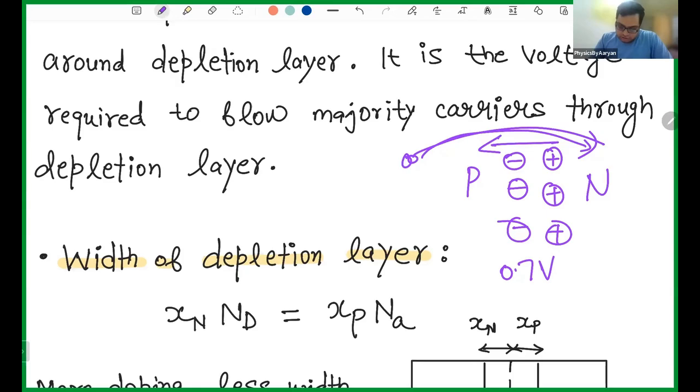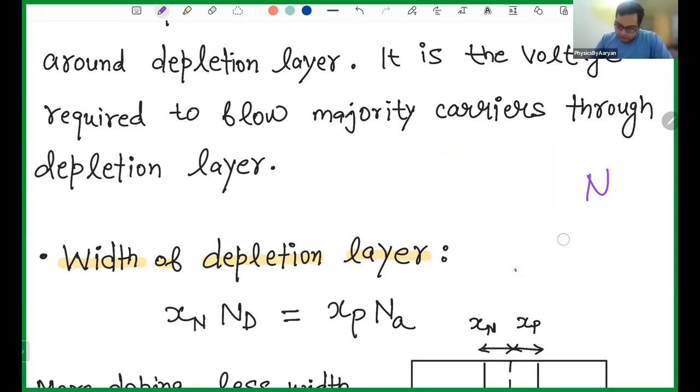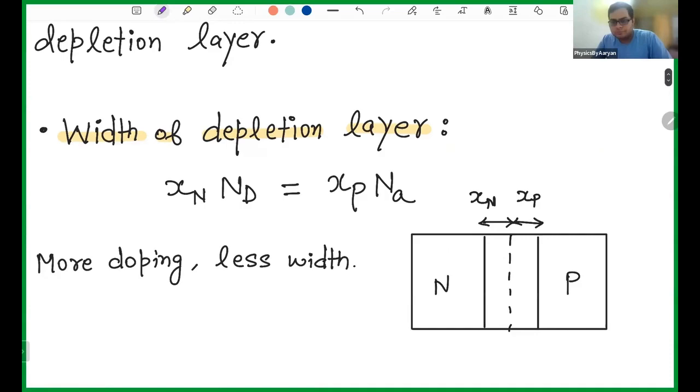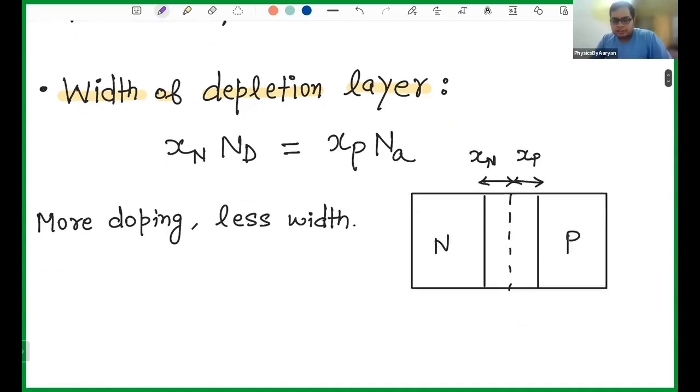Okay. So now what about the width of the depletion layer? There is one very common formula which is used in some of the problems. Let's say there will be some width. Will that width be the same on both sides? The width of the depletion layer along the N side and the width along the P side, will that be the same or not? And the answer is no, they will not be the same. It actually depends upon the doping, how much doping you have done.